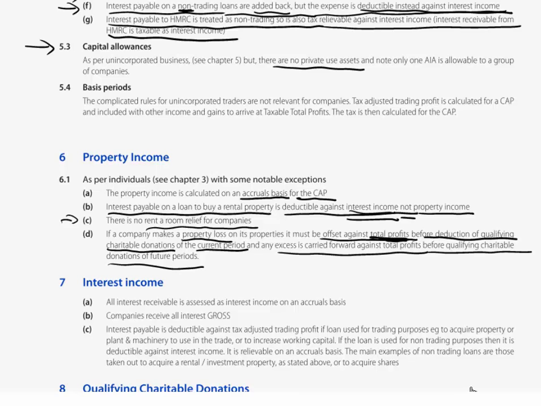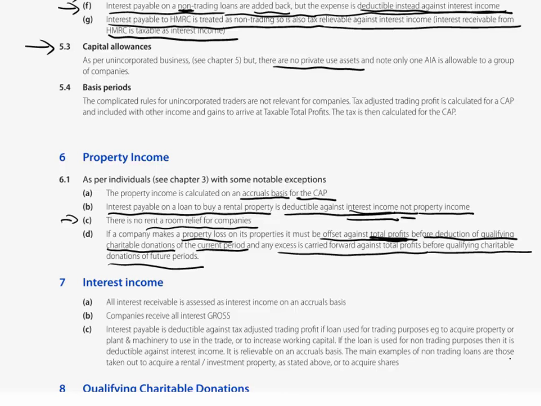Okay, again, just take a moment to have a little recap through that, and then we'll move on to look at property income. Did I say property income? I meant, of course, here, as you can see, interest income.